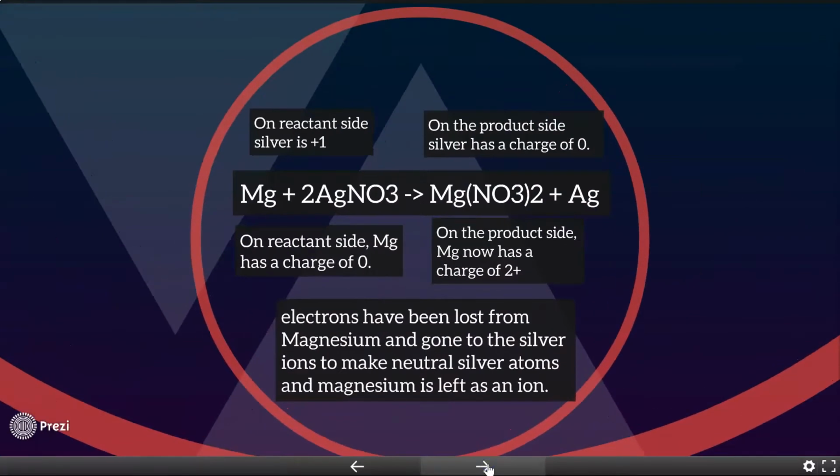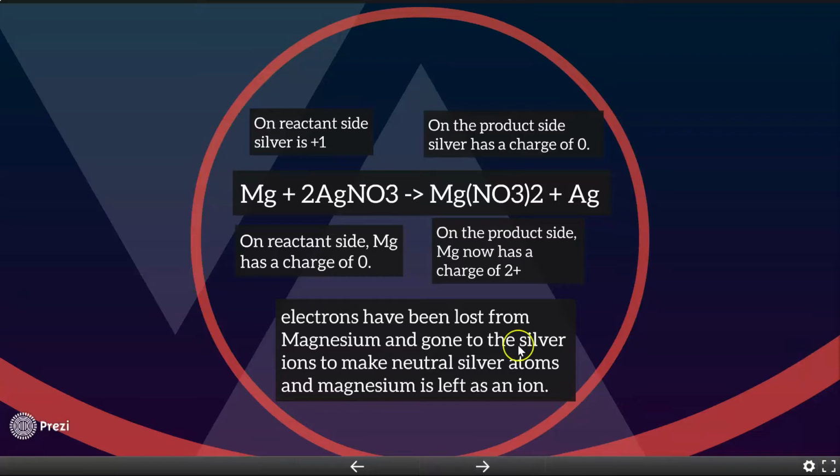So here's an example. We take magnesium and react it with silver nitrate. You get magnesium nitrate and silver. So can you identify what kind of reaction that is in addition to redox? Hopefully you've seen that it is actually a single replacement reaction. You have an element reacting with an ionic substance, and the element is substituting itself in for one of those ions in the ionic compound. In this case, magnesium is substituting in for silver.